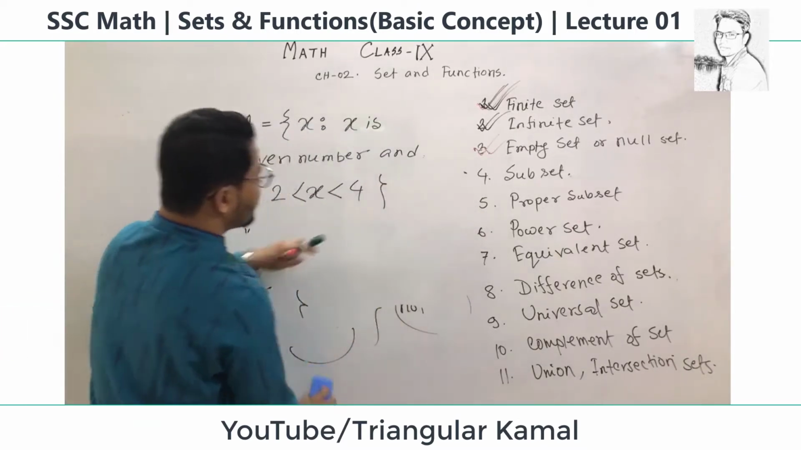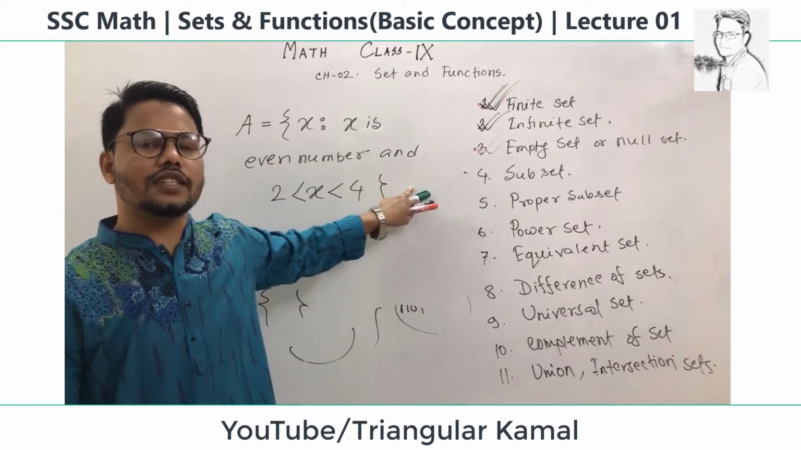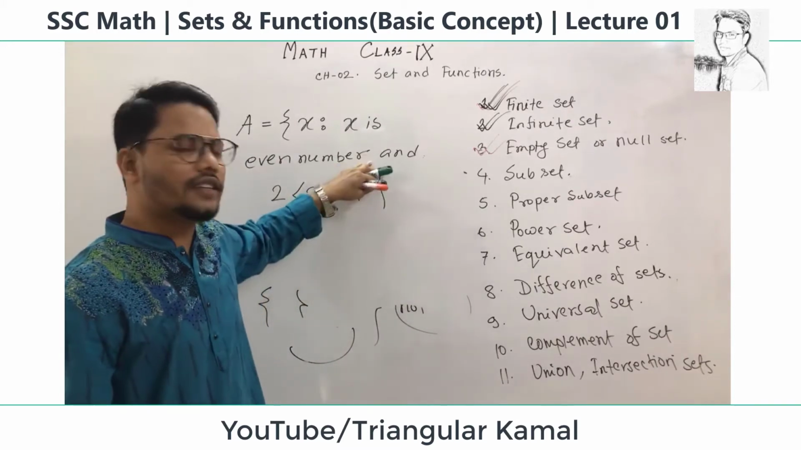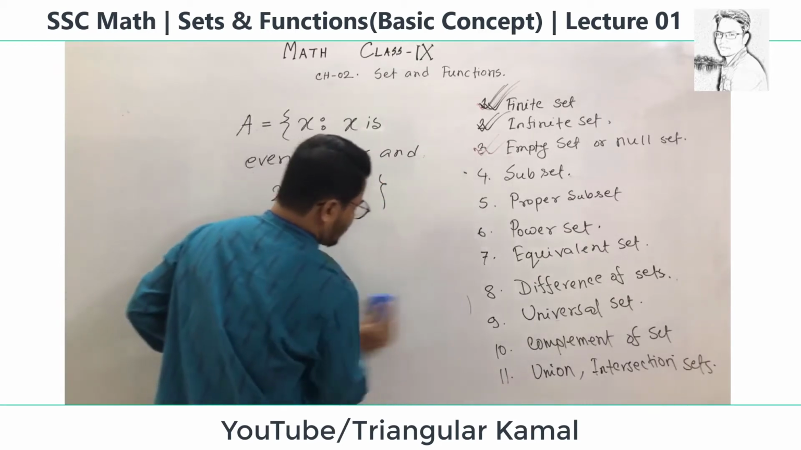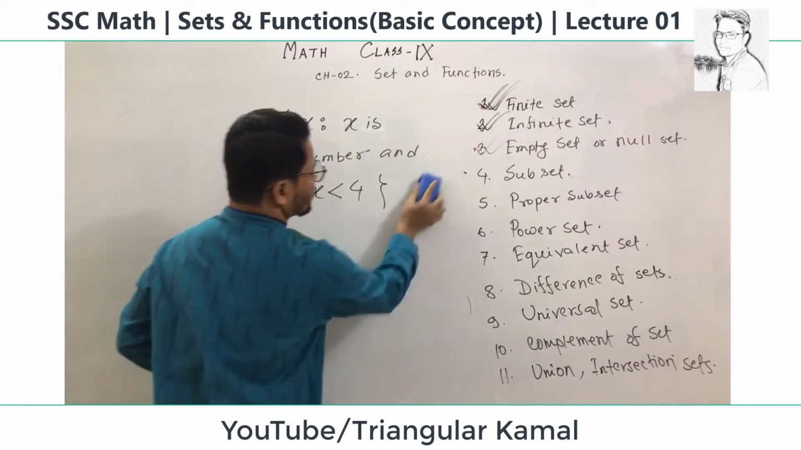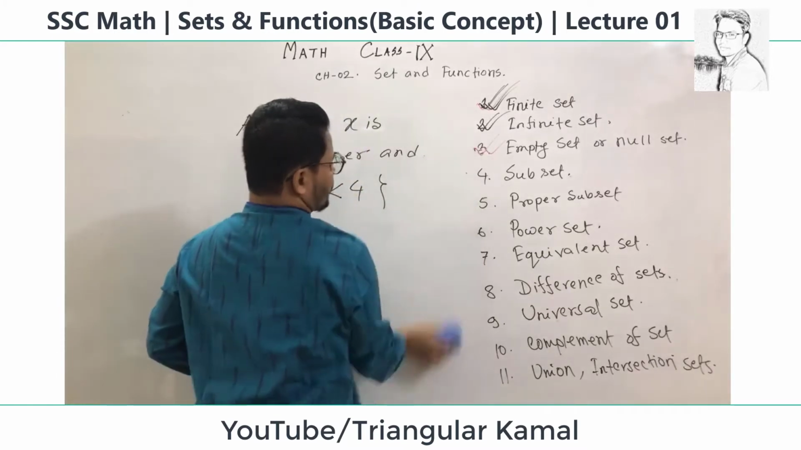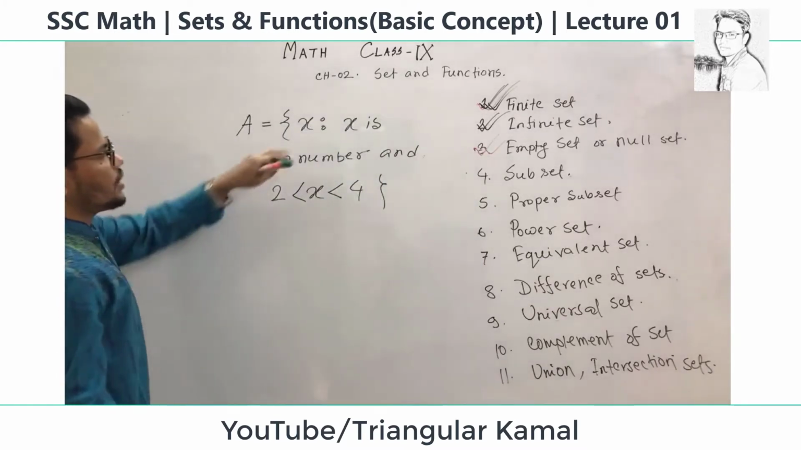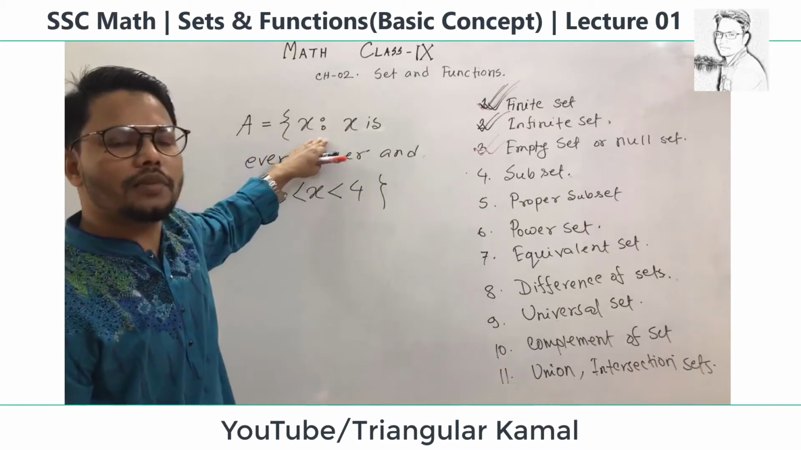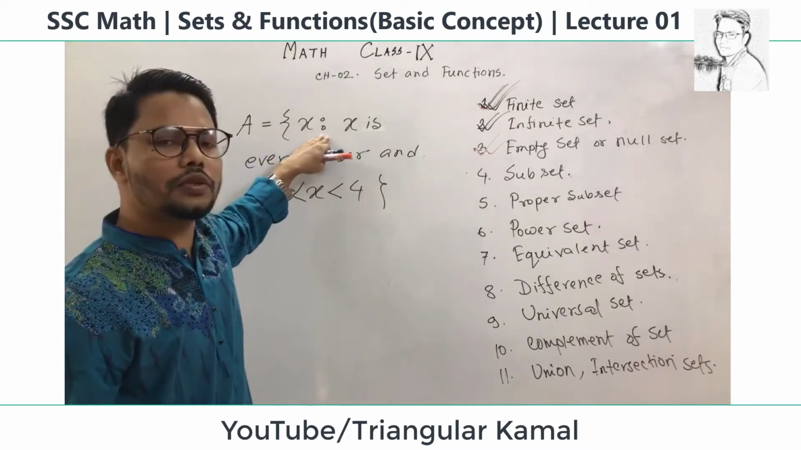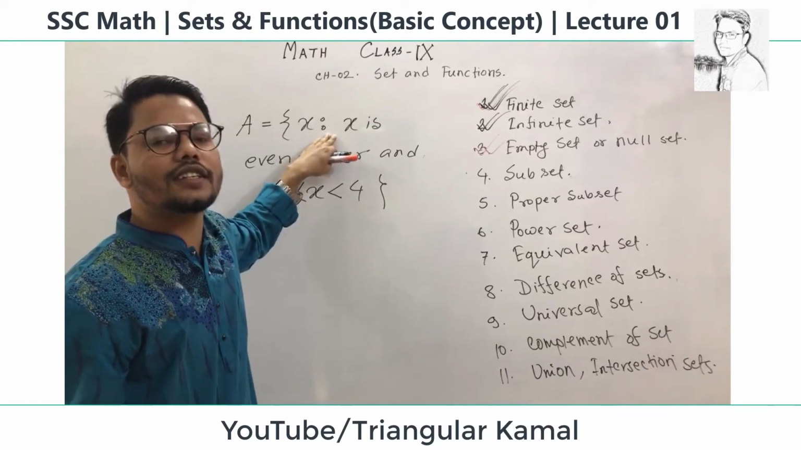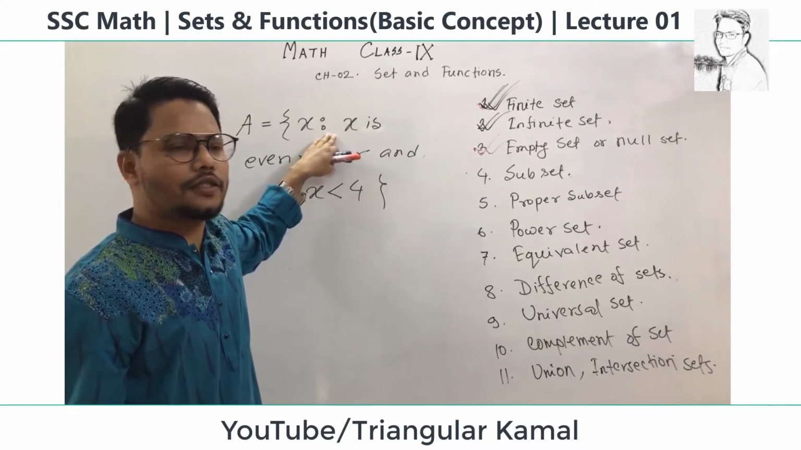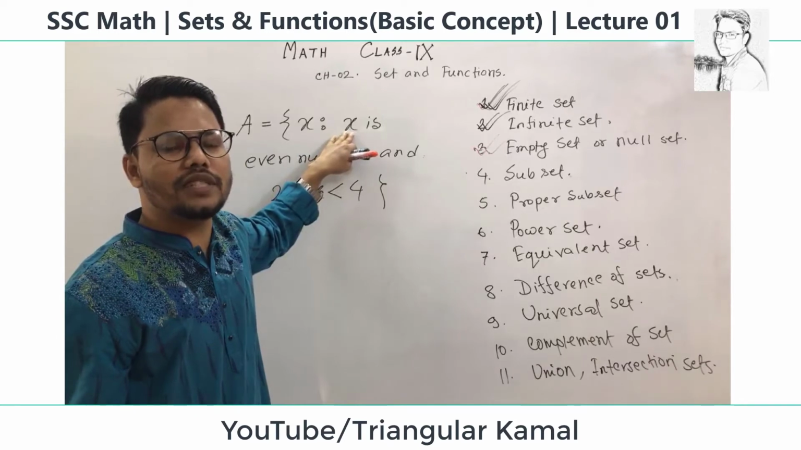Like the number of boy students in a girls' school. So the number of elements of the set will be 0. Another example of the empty set: the number of students whose age is more than 50 but who read in class 9. So the number of elements will be 0, an empty set.